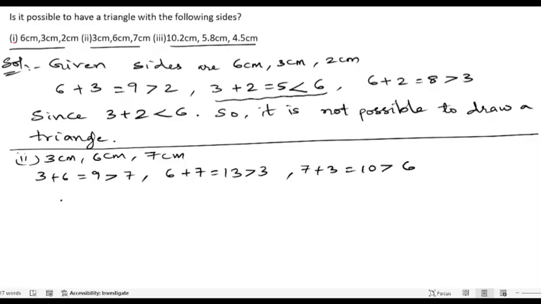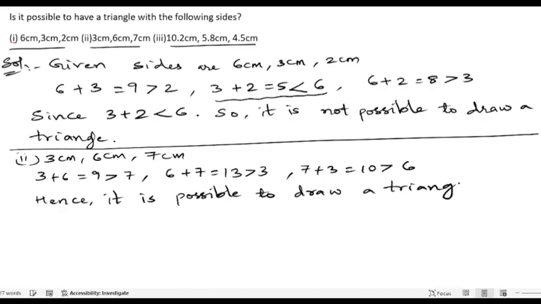So we notice that all the sums are greater than the third side. So that's why, hence it is possible to draw a triangle. It is possible to draw a triangle.